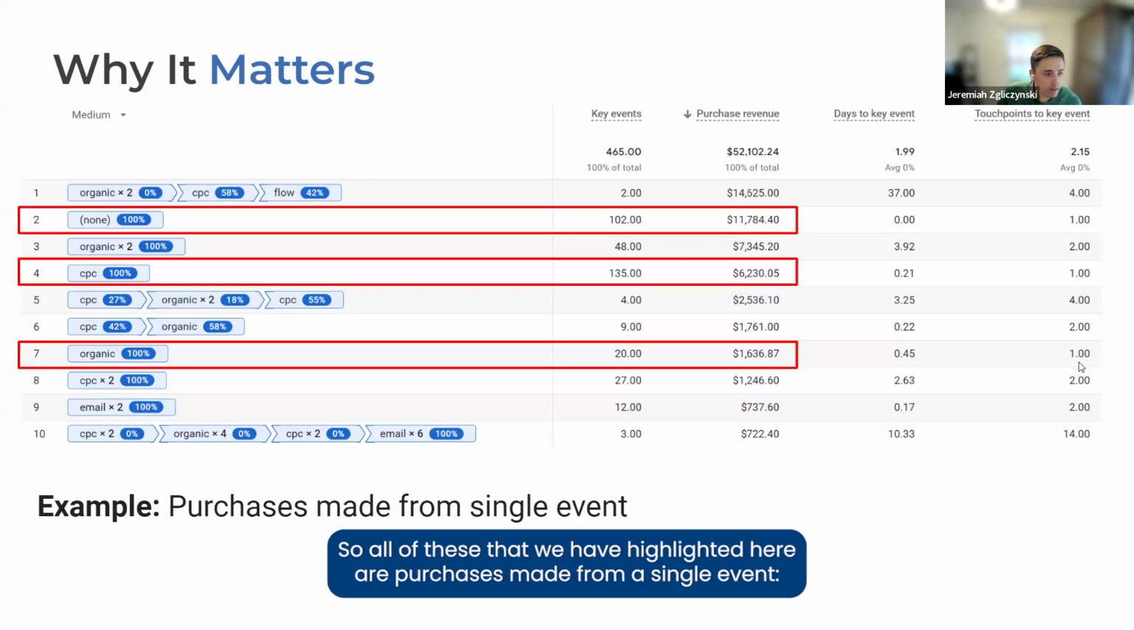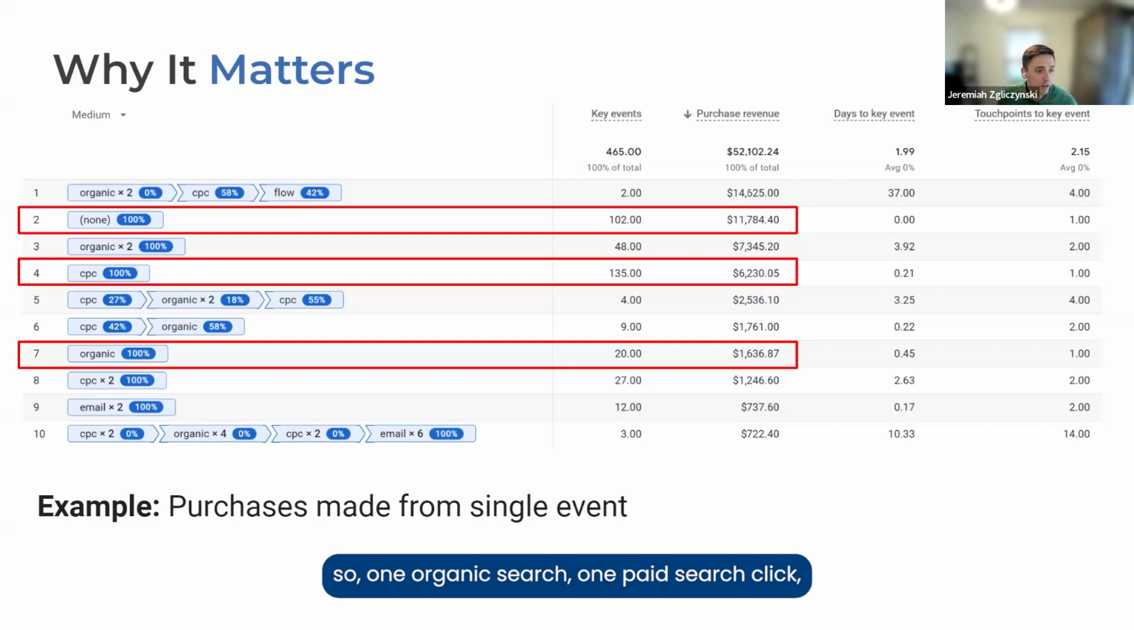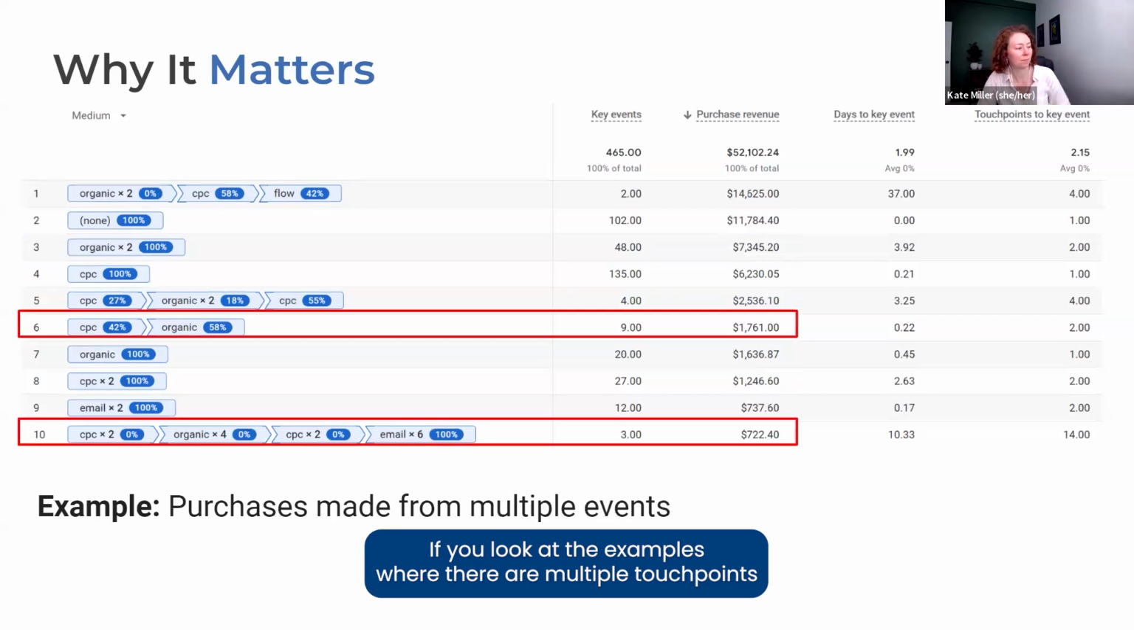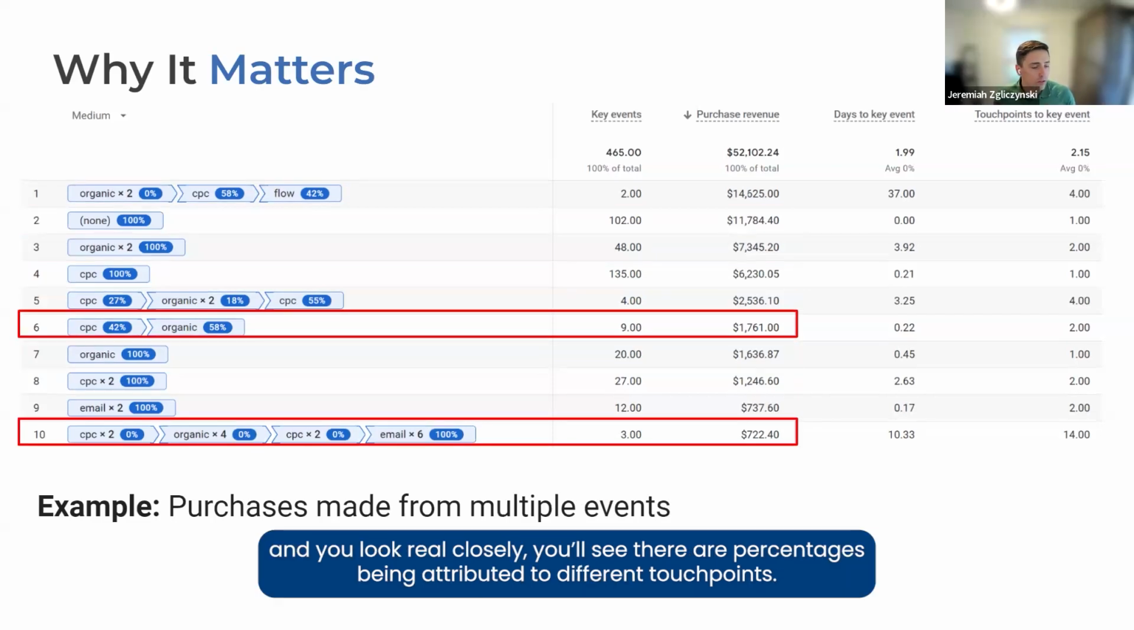So all of these that we have highlighted here are purchases made from a single event. So one organic search, one paid search click, or there was no defined medium for traffic. And all of this purchase revenue should match up very, very closely, if not the exact same, for data-driven attribution and for last click attribution, because there's only one touch point. If you look at the examples where there are multiple touch points and you look real closely, you'll see there are percentages being attributed to different touch points.